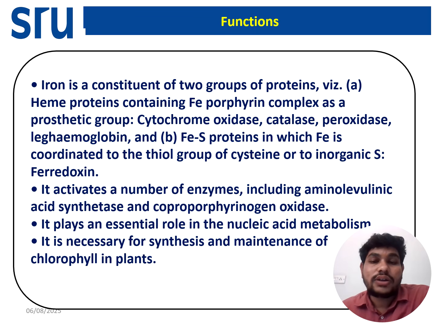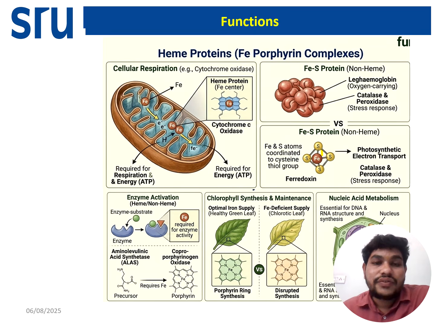Then the Fe-S proteins are a part of ferredoxin. Ferredoxin is formed by Fe and S. That is responsible for the reduction of different oxidizing compounds, for example the reduction of nitrate into NH4. Now let us see some of these functions through a diagram.